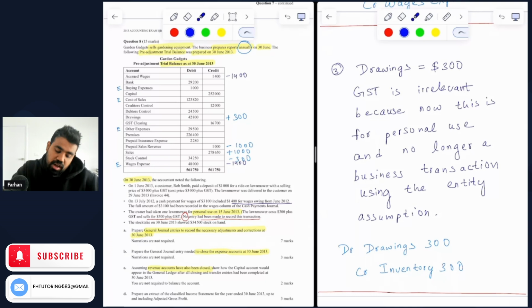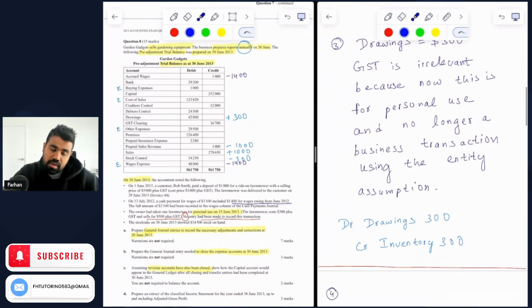So whatever GST we would have paid on this inventory would be irrelevant for business purposes because now this is purely personal. And this also is valid based on the entity assumption, the accounting concept, which says that only relevant business transactions should actually be kept in the books. Everything that is not relevant to the business or doesn't help the business achieve its growth, profit or any objectives is not valid under the entity assumption. So this is why the drawings of $300 is simply personal.